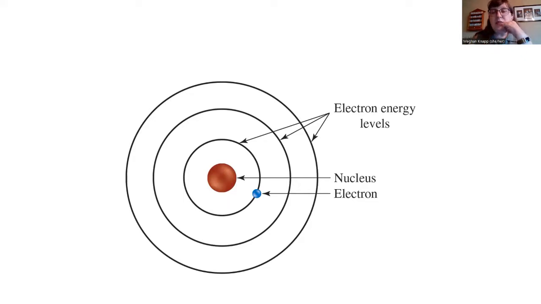But it is also really helpful to understand that they are in different energy levels, which we think of as being kind of like an orbit of a planet around the sun. And so you can see that this electron here is in the orbit that is closest to the nucleus.